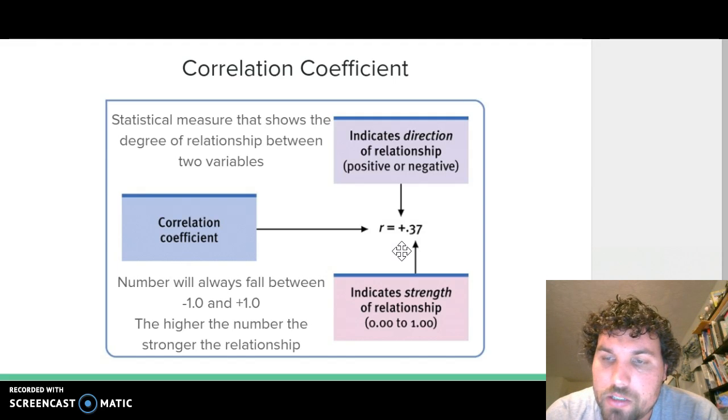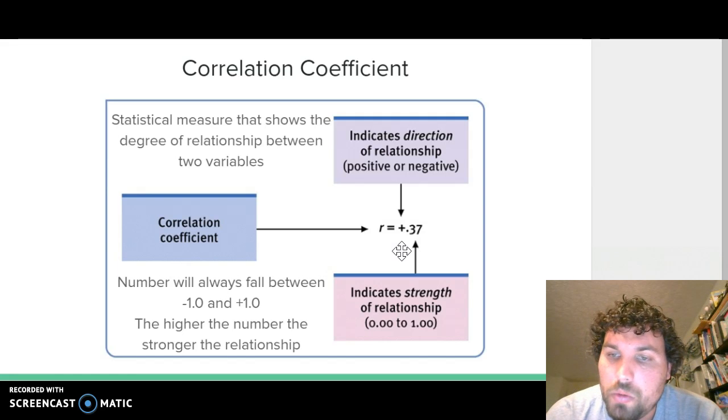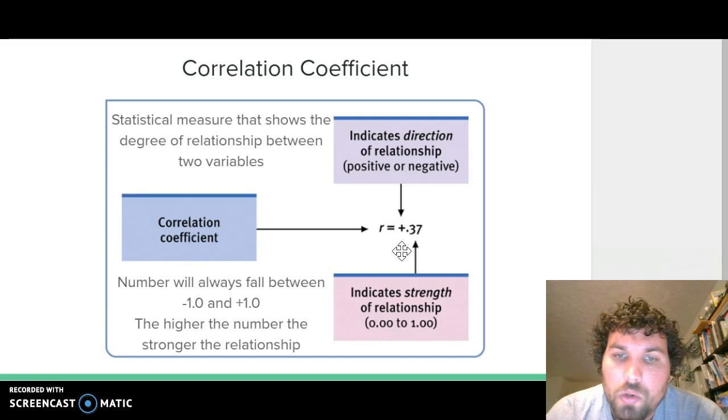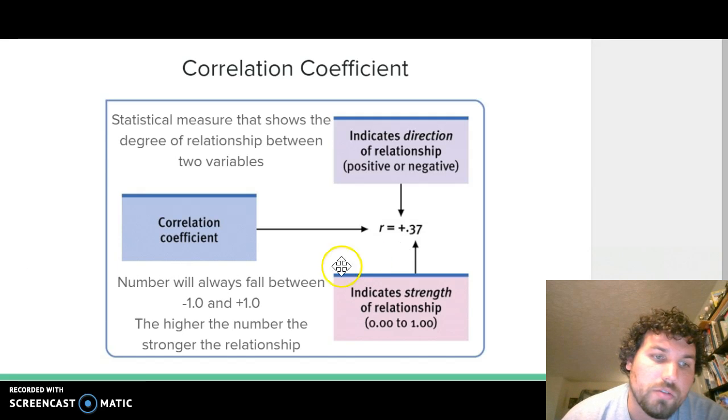So the closer that it is to 1, the stronger the relationship, and the closer to 0, the less there is a relationship. So the number will always fall between -1 and +1. The higher the number, the stronger the relationship. The closer to 1, the stronger the relationship.